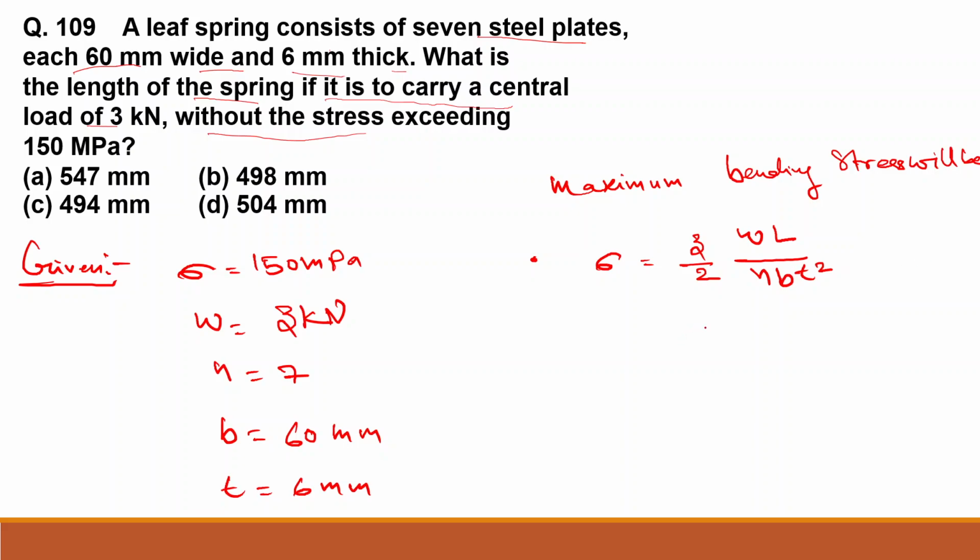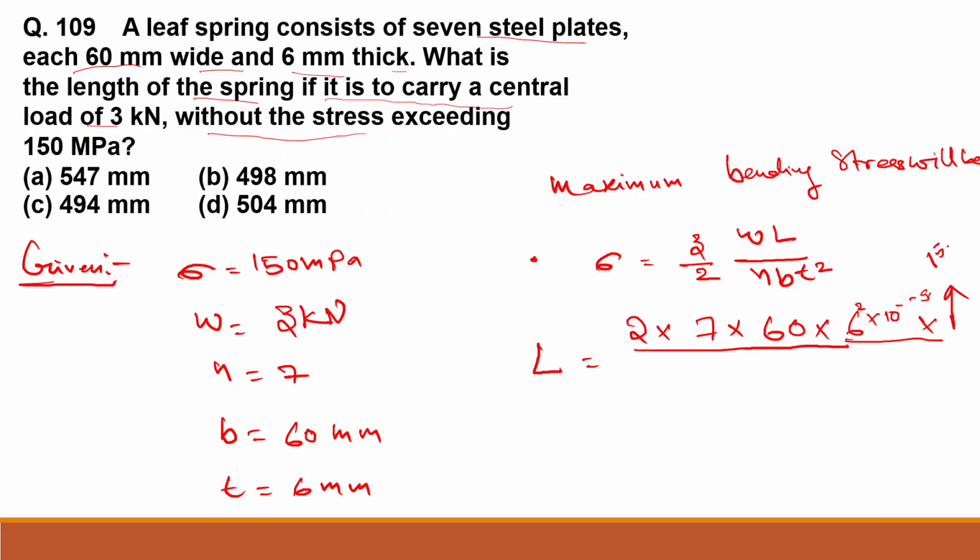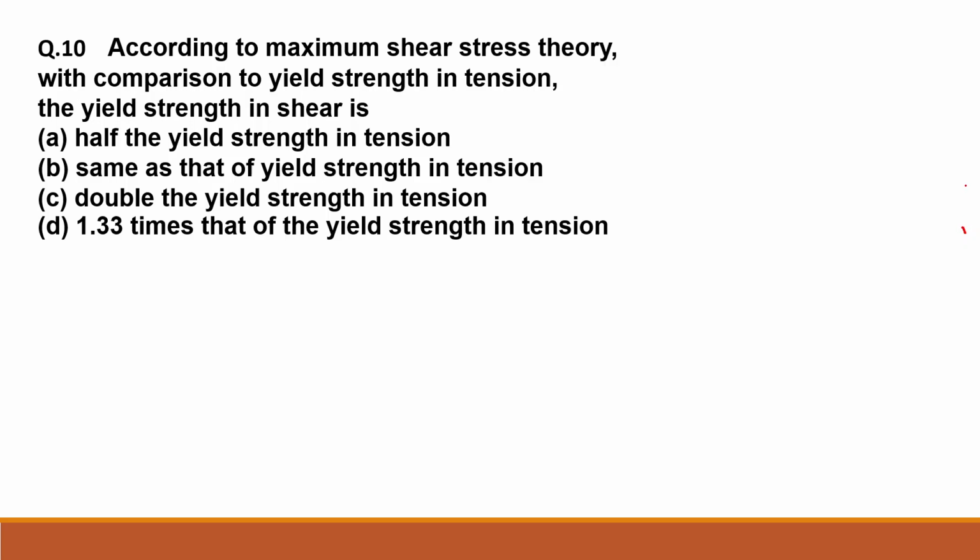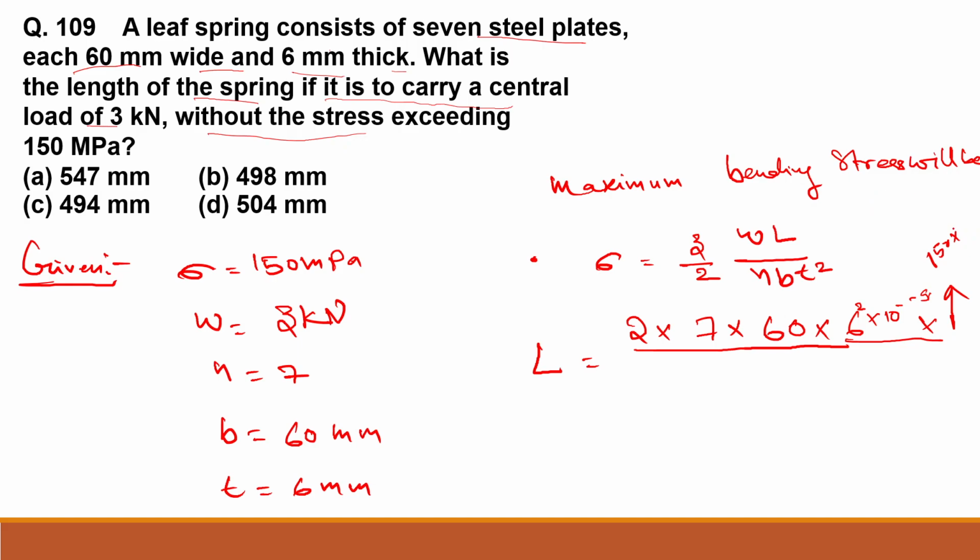By applying all the values here, what we have to find out is the length of the leaf. I will simplify this and directly apply the values: 2 into 7 into b value 60 into t square, that is 6 square, into 10 to the power minus 9, into 150 into 10 to the power 6, because converting 150 megapascal into pascal per meter squared, I get 150 into 10 to the power 6.